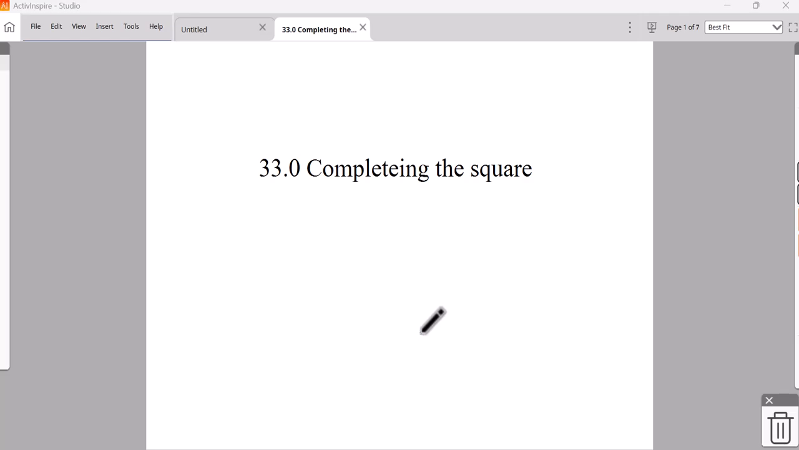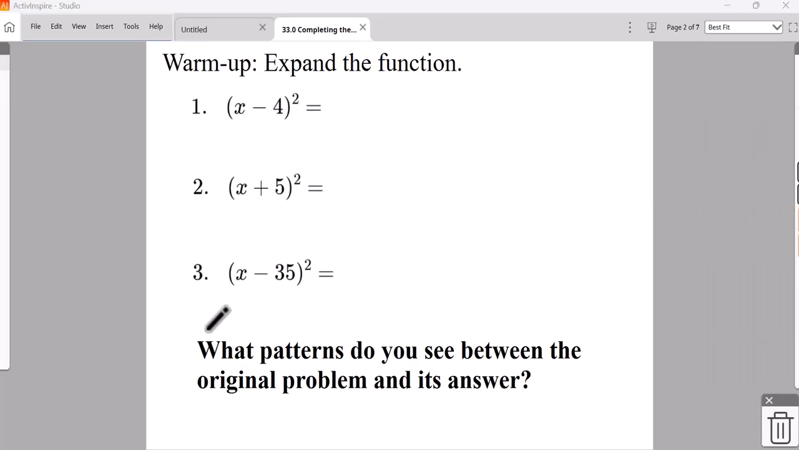Today we're talking about completing the square. Here is our warm-up, and what I want you guys to see is what this looks like when we expand perfect squares, because this is what we're trying to complete. We're trying to complete the square so that we can take whatever our function is and turn it back into this perfect square situation.